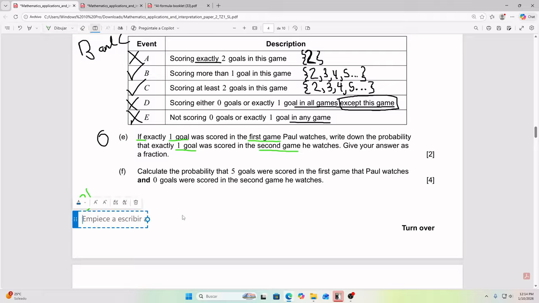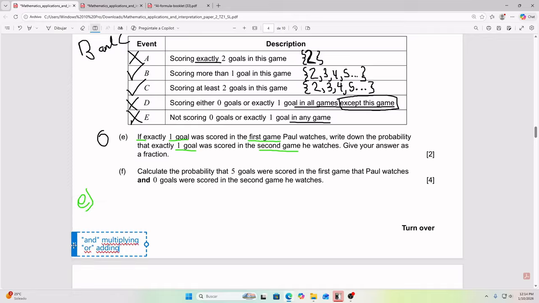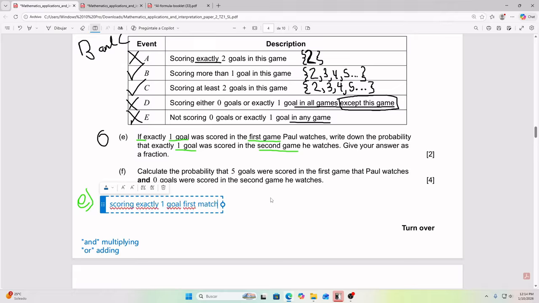And in the world of probability, there's a couple words that are extremely important. Whenever you find yourself thinking in terms of and, we will be multiplying. And whenever you find yourself thinking in terms of or, we will be adding. So from that perspective, we can say that for part E, it's basically asking the probability of scoring exactly 1 goal first match and scoring exactly 1 goal second match.